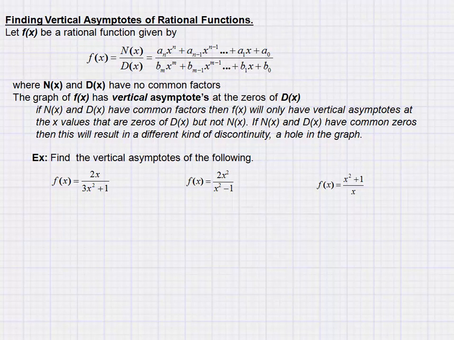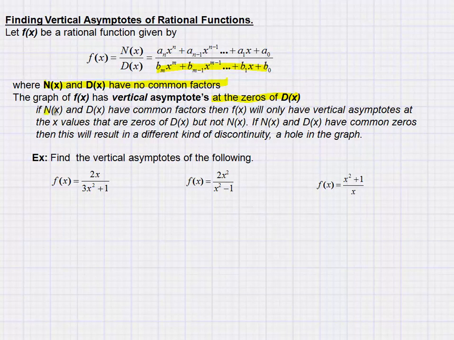Alright, so if that's the case, if my numerator and denominator have no common factors, again, we'll come back to what happens if they do have common factors at the end of this lesson. But let's look at if they have no common factors. Then the graph of f of x will have vertical asymptotes when the denominator is 0. And that's it. Well, the denominator is a polynomial. So essentially what you have to do is find zeros of this polynomial. Those zeros will be the vertical asymptotes, but only if they have no common factors.